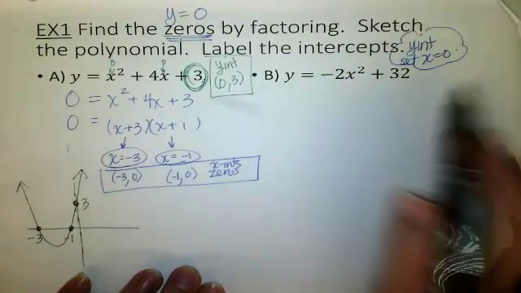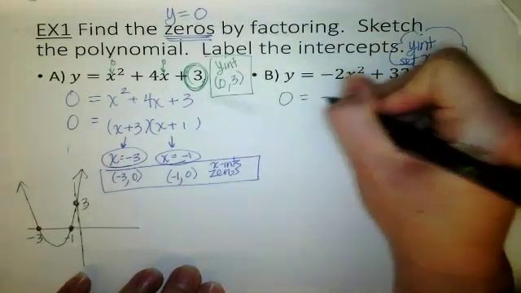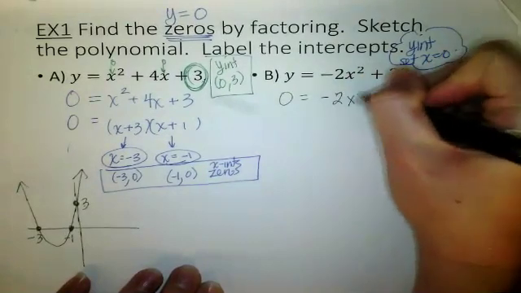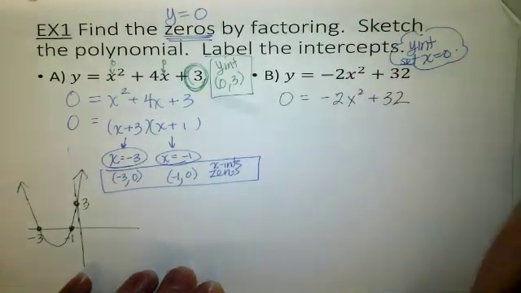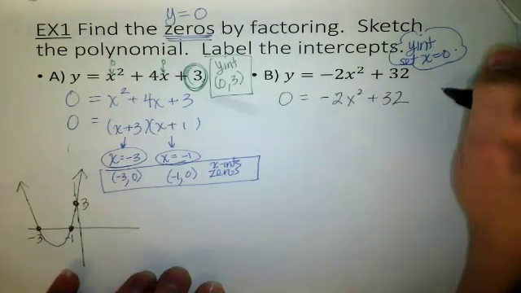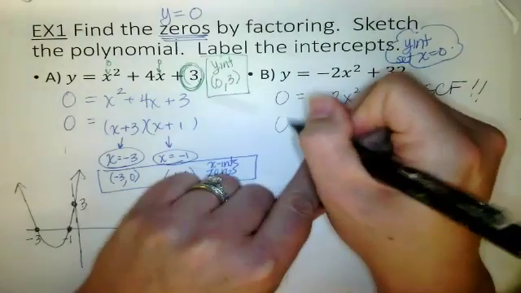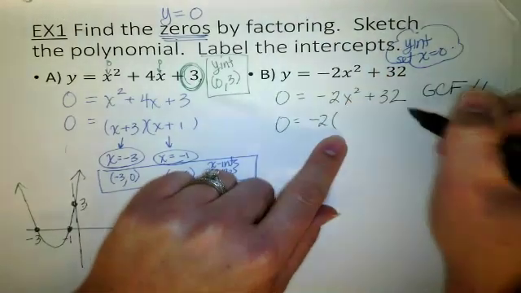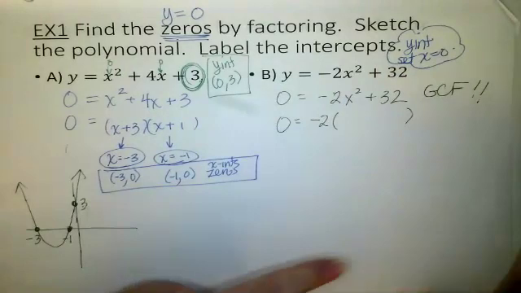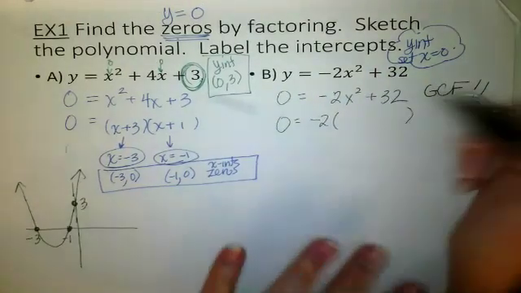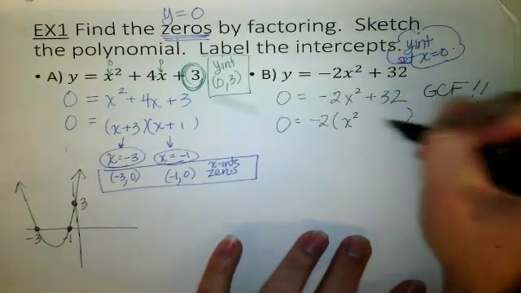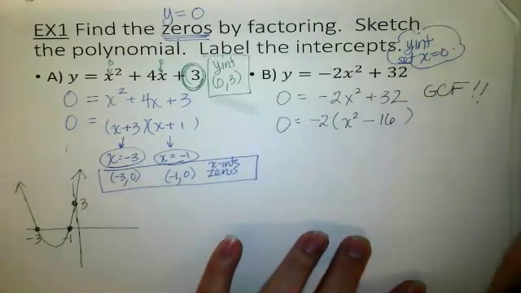All right. Second one here, we want to find the zeros. So I have 0 equals -2x squared plus 32. What do you notice about those two terms? No middle term. Also, a GCF of -2. There is the greatest common factor. We're going to factor out the -2. When I factor out the -2, what is left behind? X squared minus 16.